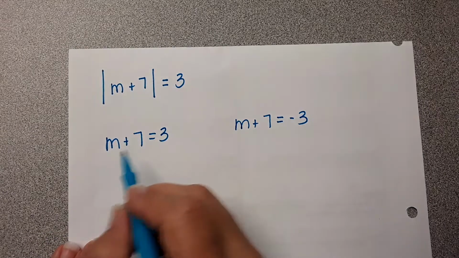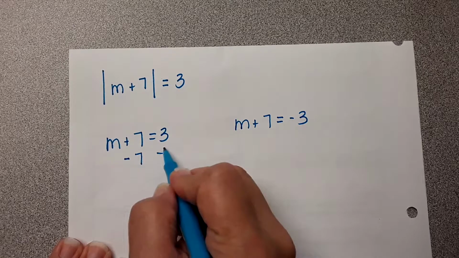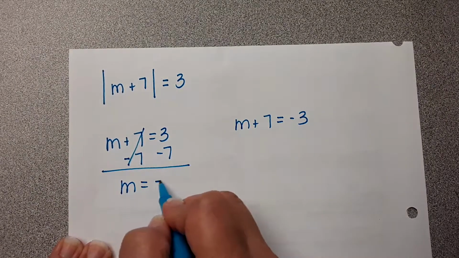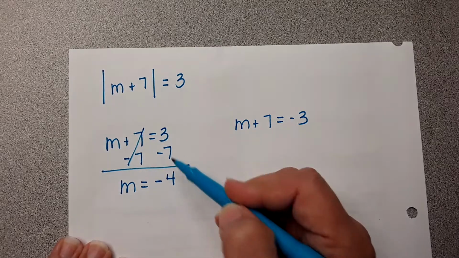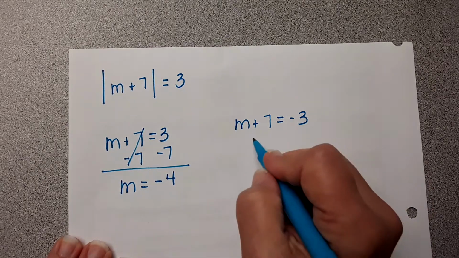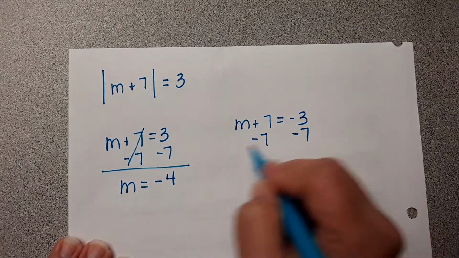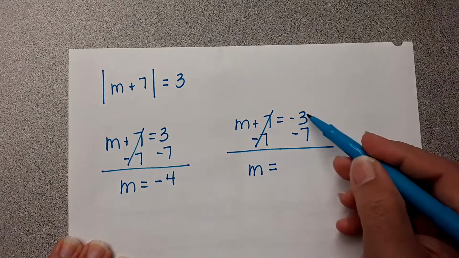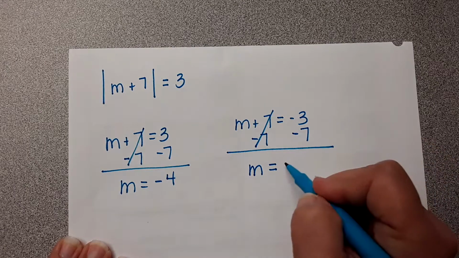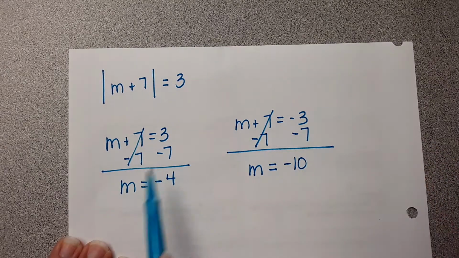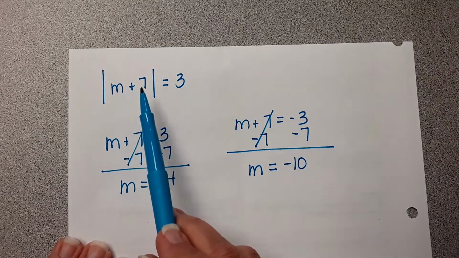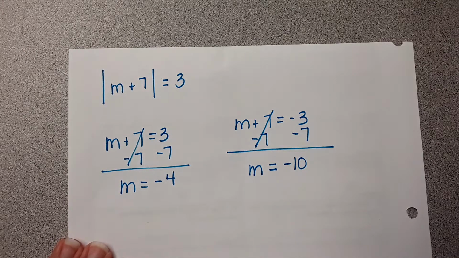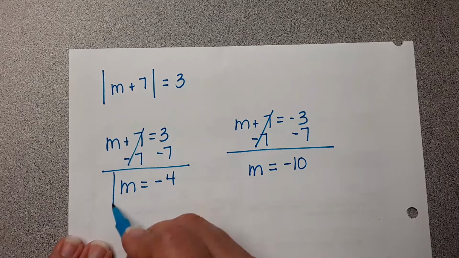So on this one, I'm going to subtract 7 from both sides. And I'm left with m equals negative 4, because 3 minus 7 is negative 4. I'm going to subtract 7 from both sides on this one. And I'm going to be left with m equals, well, negative 3 minus 7 is negative 10. So negative 4 plus 7 is 3. Negative 10 plus 7 is negative 3. They both work. So those are your answers.